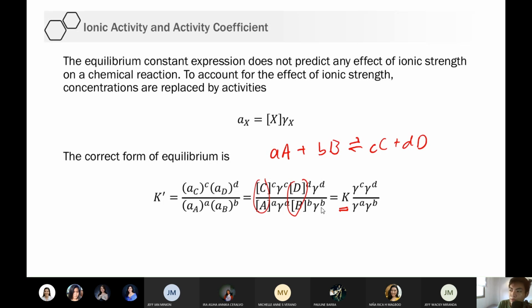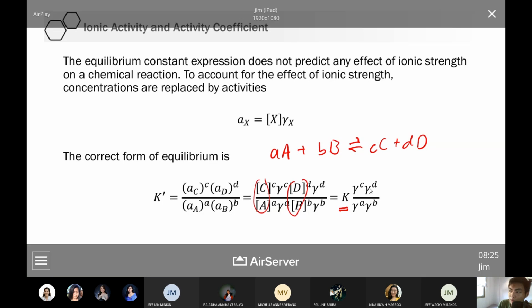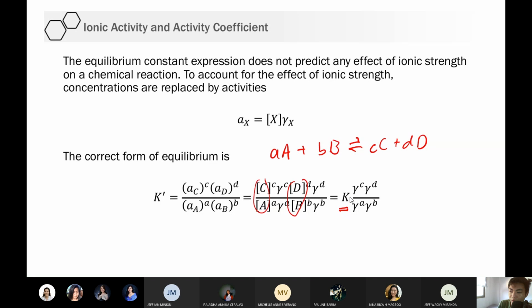Okay. So that means the new equilibrium constant is just the typical equilibrium constant multiplied by the gamma, or the activity coefficients. If you multiply your K with gamma, its value may decrease or increase. Hence, your K will change now. So gamma can increase or decrease your original K value when you multiply it into the K.